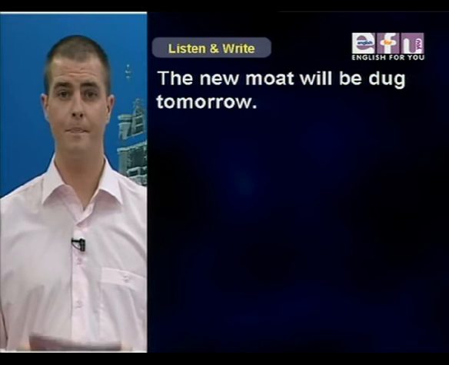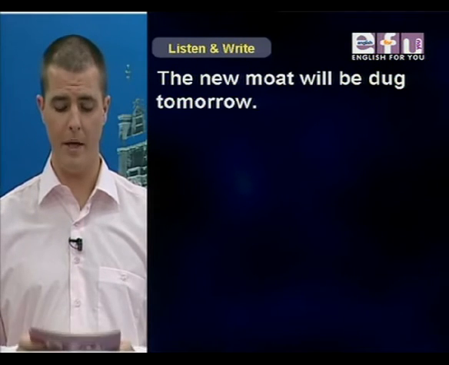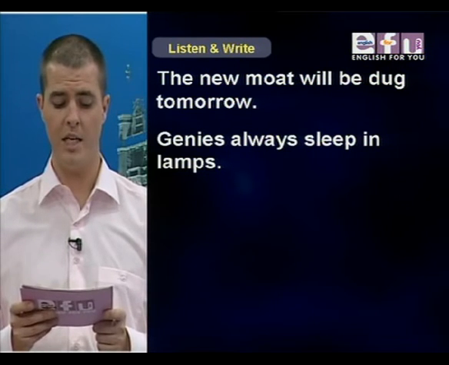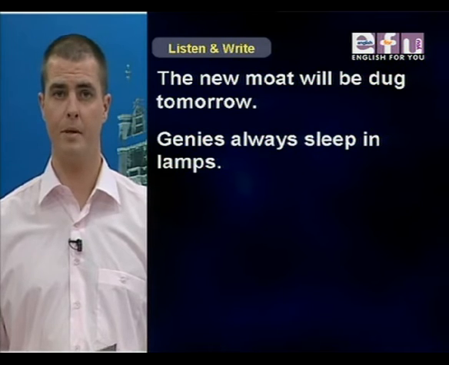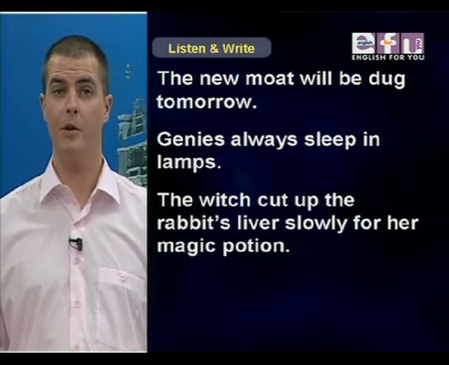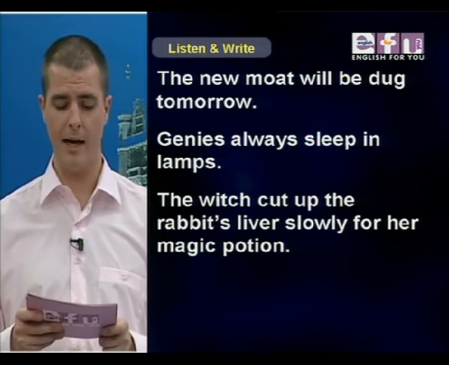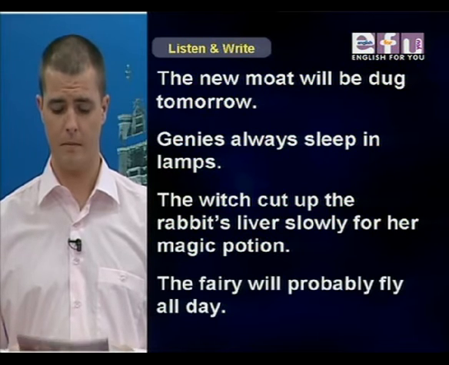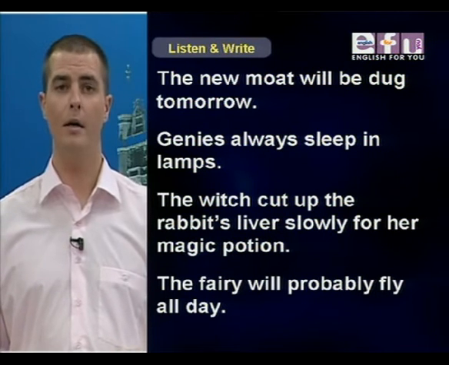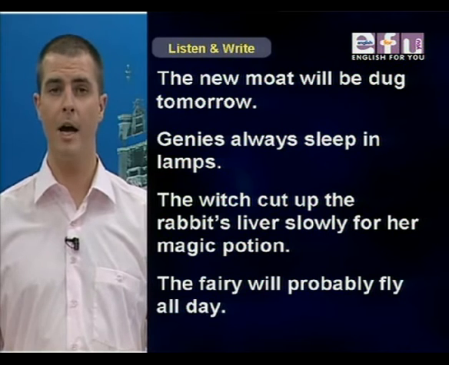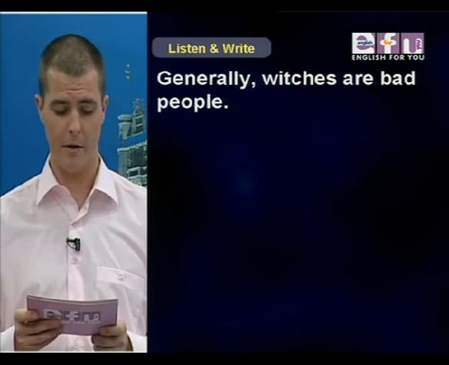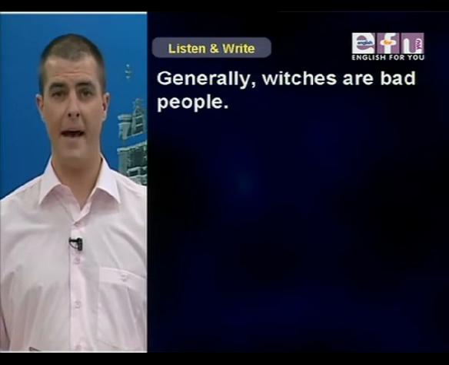Now check your work. Number 1, the new moat will be dug tomorrow. Number 2, genies always sleep in lamps. Number 3, the witch cut up the rabbit's liver slowly for her magic potion. Number 4, the fairy will probably fly all day. Number 5, generally, witches are bad people.